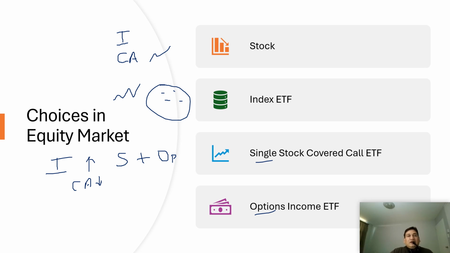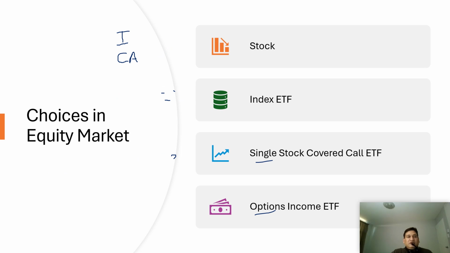I know this could be a little technical and difficult to understand at this stage. We will definitely cover these topics when we look into covered call ETFs as we go into the future videos. But these are the overall options we have. So basically, direct single stock or index ETF, or a single stock covered call ETF, or an options income ETF. These are the different options available to you as an investor.